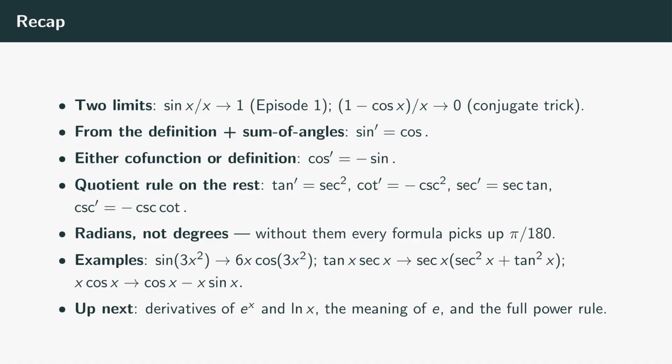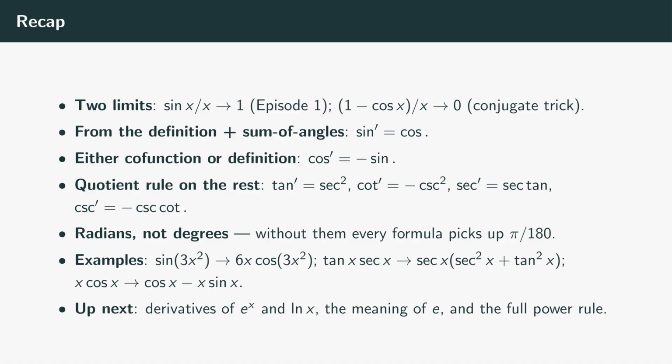The quotient rule applied to sine over cosine, cosine over sine, 1 over cosine, and 1 over sine gives the other four: tangent, secant squared; cotangent, minus cosecant squared; secant, secant tangent; cosecant, minus cosecant cotangent. 6 identities, 1 table. All of it rests on radians, not degrees. If we'd used degrees, every formula would carry an ugly factor of pi over 180. Three worked examples: sine of 3x squared becomes 6x cosine of 3x squared, tangent times secant becomes secant times the quantity secant squared plus tangent squared, and x times cosine x becomes cosine x minus x sine x.